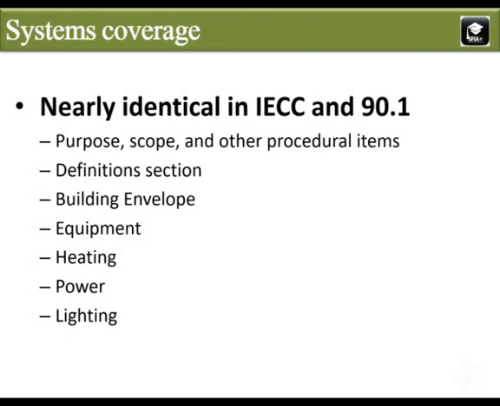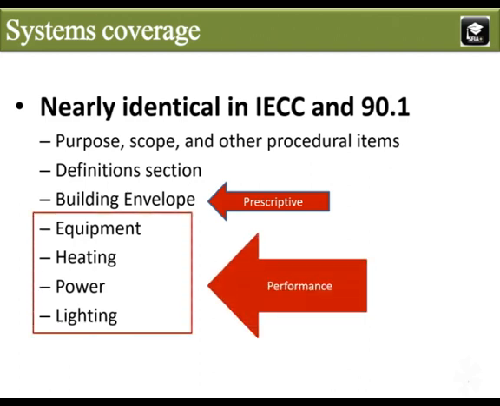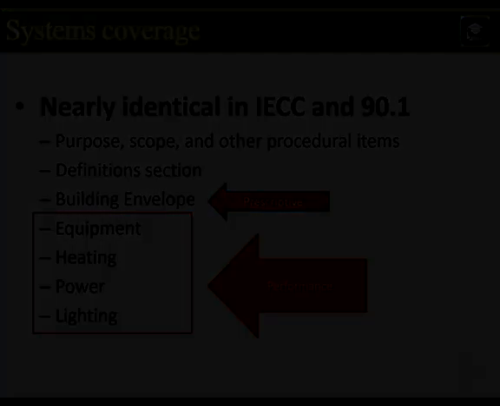The systems covered in the IECC and 90.1 are not limited to the thermal envelope. Both are similar in that they have a series of upfront sections covering the purpose, scope, and issues like enforcement. From there, they both include a prescriptive set of thermal envelope requirements, as well as prescriptive requirements for other systems, as shown here. Both documents also have at least one performance path where these other systems come into play from a whole building compliance perspective.